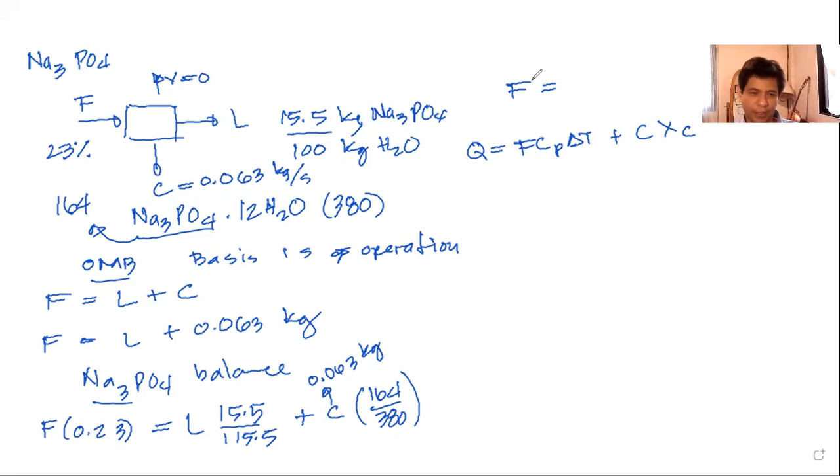So, anyway, you just try to input this in your calculator. For example, F is 1, then you transpose the L, so it becomes negative 1, right? Negative 1 for the L. Then 0.063. The first equation is easy. The second equation is 0.23, then negative, because you move the L to the other side, 15.5 divided by 115.5. Okay? Then finally, you have 0.063 times 164 divided by 380.